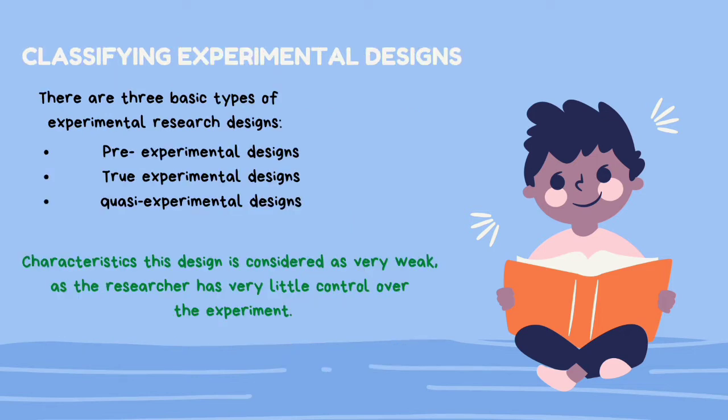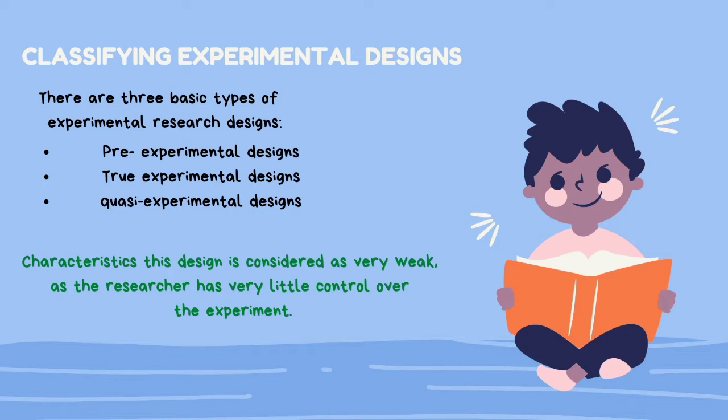And then, classifying experimental designs. There are three basic types of experimental research designs. The first is pre-experimental designs, the second is true experimental designs, and the last is quasi-experimental designs. So, what are pre-experimental designs? Pre-experimental designs are research schemes in which a subject or a group is observed after the treatment has been applied in order to test whether the treatment has the potential to cause change.